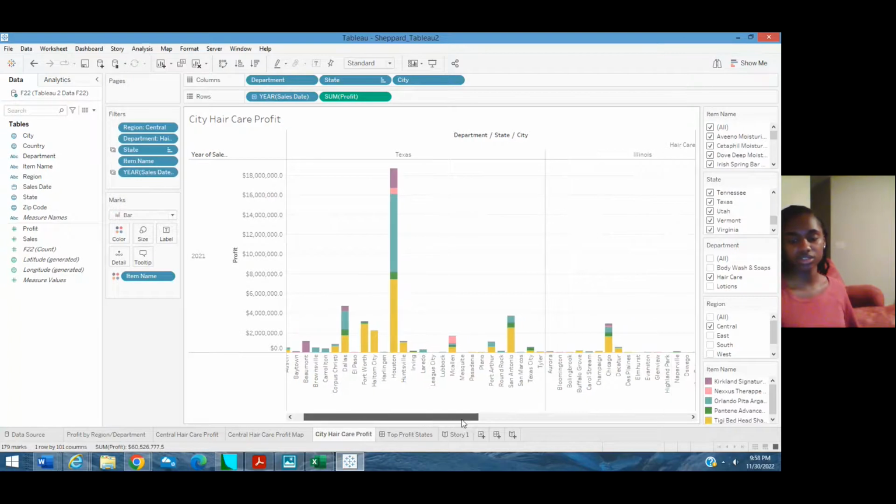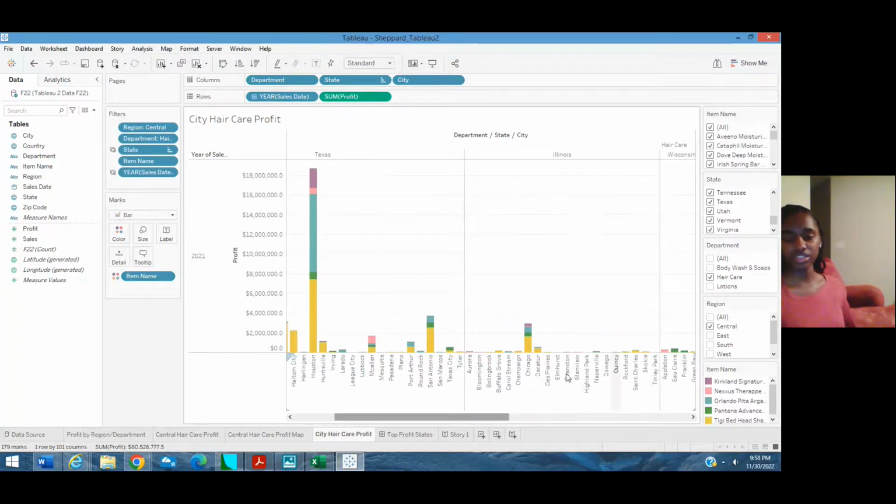And we also can look over to Illinois and see Chicago, which is another highly populated city within Illinois, is performing way better than the cities around them.